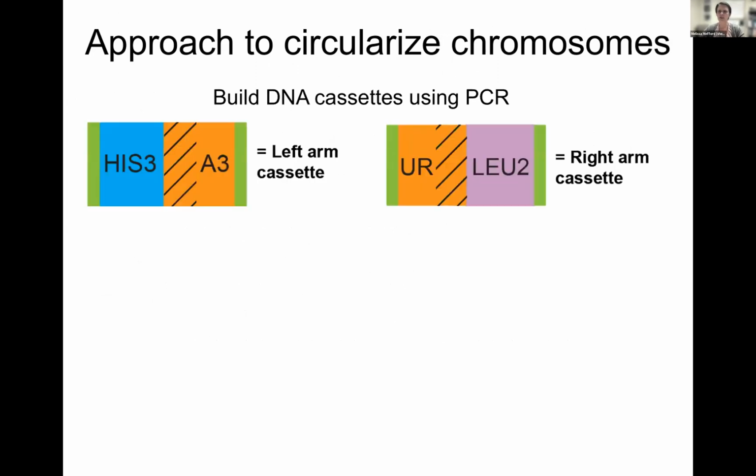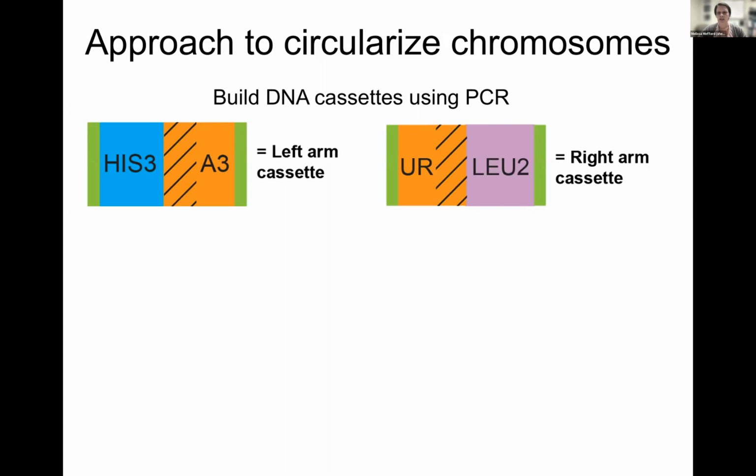So to briefly go over the approach that we're using to circularize our chromosomes, our first step is to build 2 chunks of DNA that we call DNA cassettes. One chunk we're going to insert into the left arm of a chromosome. The other chunk we insert into the right arm of the chromosome. And these cassettes contain several important bits of DNA. So first off, each cassette contains a unique selectable marker gene. So we have a His3 gene for the left arm and a Leu2 gene for the right arm. This allows us to detect whether these cassettes have gotten integrated into the chromosome arms.